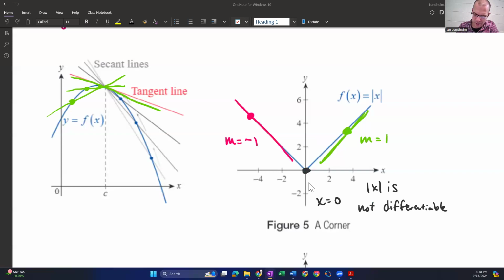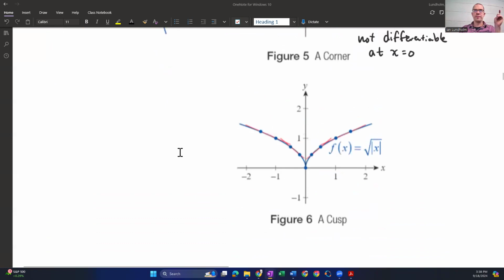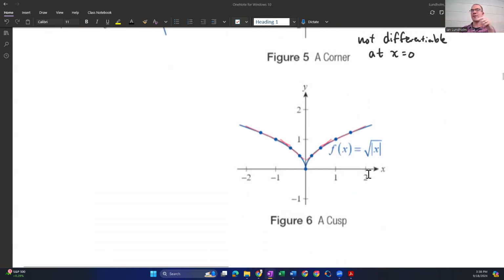And then I should just say at x equals 0. Everywhere else, we can come up with a slope for this absolute value function. But at that single point, we don't know exactly where to put it. It could be really anything. So it's not defined. The left-hand limit doesn't match the right-hand limit. Same thing happens for the square root of the absolute value of x.